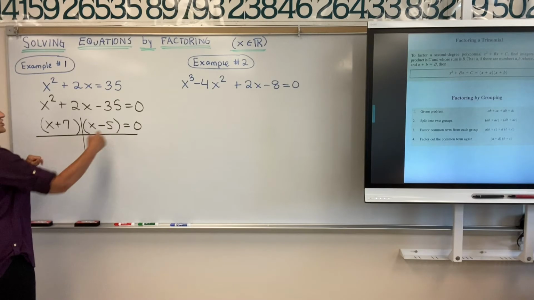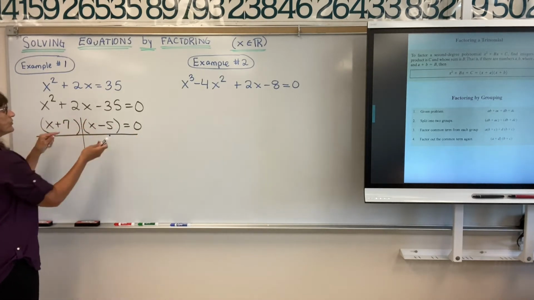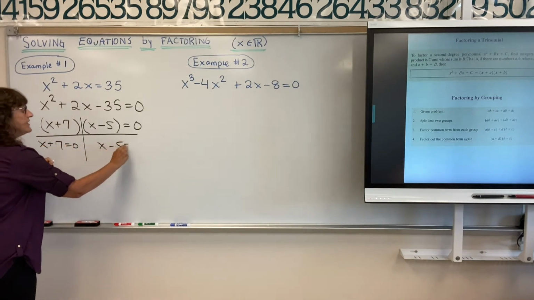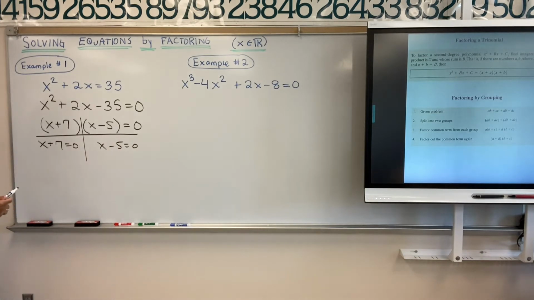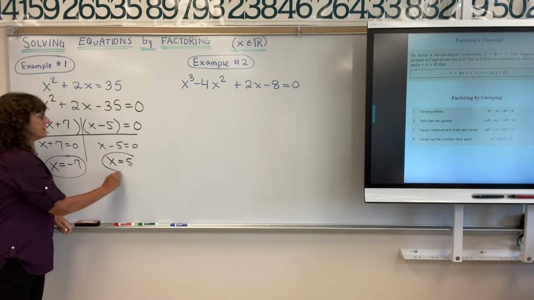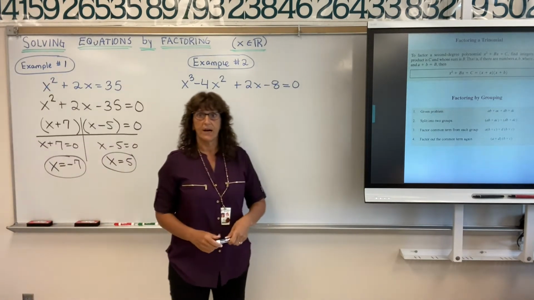When is this expression equal to 0? When 0 times something is 0. So we set each factor equal to 0, so x plus 7 equals 0, x minus 5 equals 0. We're going to solve each of these little equations, okay? Take away 7 from this side, you end up with x equals negative 7. All right, add 5 over here, you have x equals positive 5. So the solutions to example number 1 would be negative 7 and positive 5.